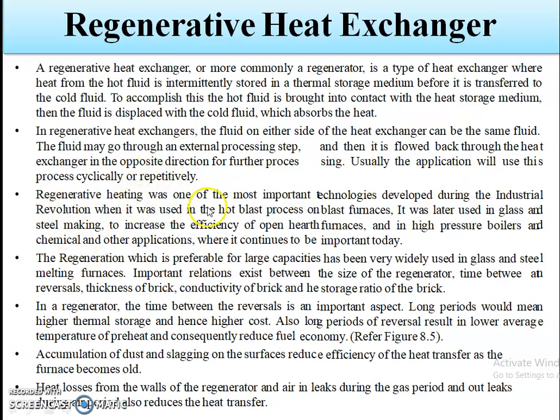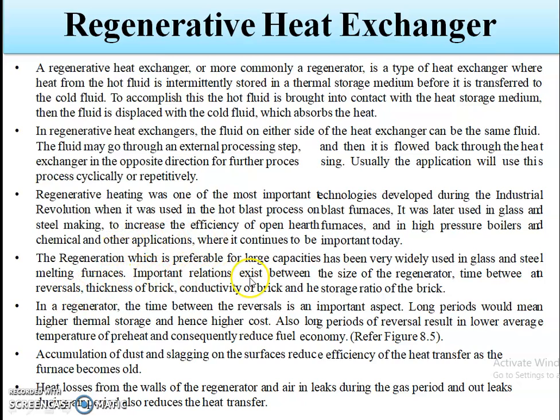Regenerative heating was one of the most important technologies developed during the industrial revolution. It was used in the hot blast furnace or blast furnace, and later in glass and steel making to increase efficiency, in the open hearth furnace, and in high pressure boilers, chemical and other applications, where it continues to be important today. Nowadays the regenerative heat exchanger is important for the blast furnace and hot blast furnace, and also to increase the efficiency of the open hearth furnace. It is very useful in chemical industries, steel industries and cement industries.